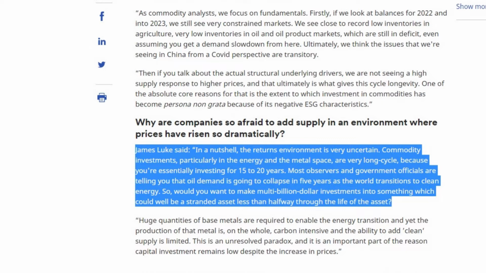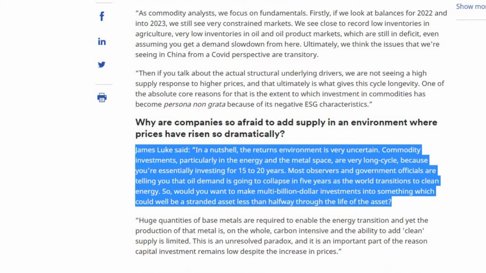According to this article, James Luke said that in a nutshell, the returns environment is very uncertain. Commodity investments, particularly in the energy and the metal space, are very long cycle, because you're essentially investing for 15 to 20 years. Most observers and government officials are telling you that oil demand is going to collapse in 5 years as the world transitions to clean energy. So would you want to make multi-billion dollar investments into something which could well be a stranded asset less than halfway through the life of the asset?